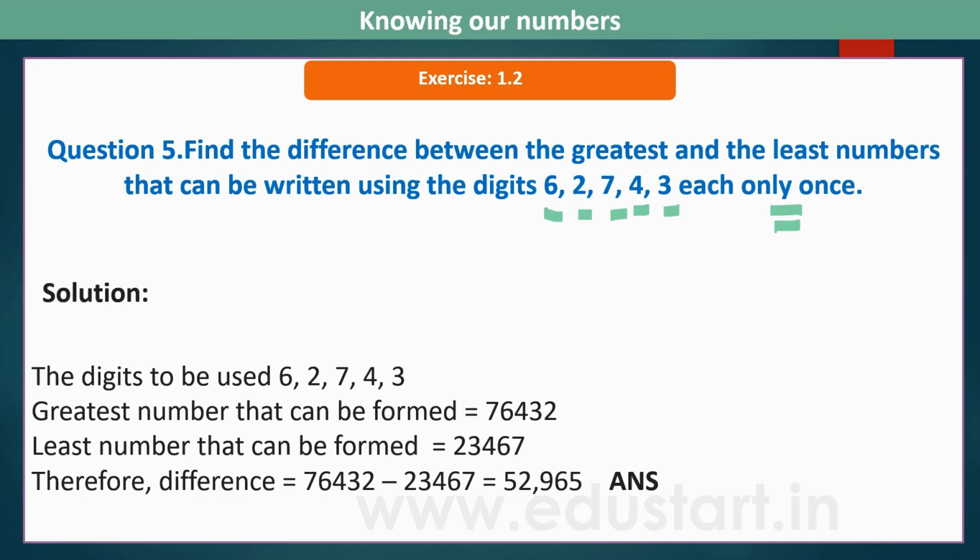So the greatest number that can be formed. Okay, so it means that we have to place the greatest number at the biggest place. So 7, 6, 4, 3, 2 is the biggest number. The least number that can be formed is 2, 3, 4, 6, 7. Now what is the difference? It is the difference between these two numbers. So 76,432 minus 23,467. So the answer comes to 52,965. Okay, so this is how we are going to calculate.